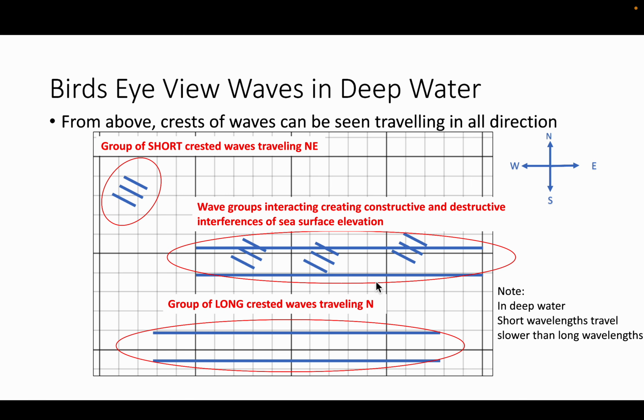In the middle here, we have the waves being added together. This is the linear wave theory. And where the waves align, they will construct and create larger surface elevations, and where they don't, where they're misaligned, they will create destructive interference of the surface elevation. So you're going to kind of get a crossed up see-through here. Don't forget, in deep water, short wavelengths travel slower than longer wavelengths. So this set of waves is going to be traveling faster than this set of waves.